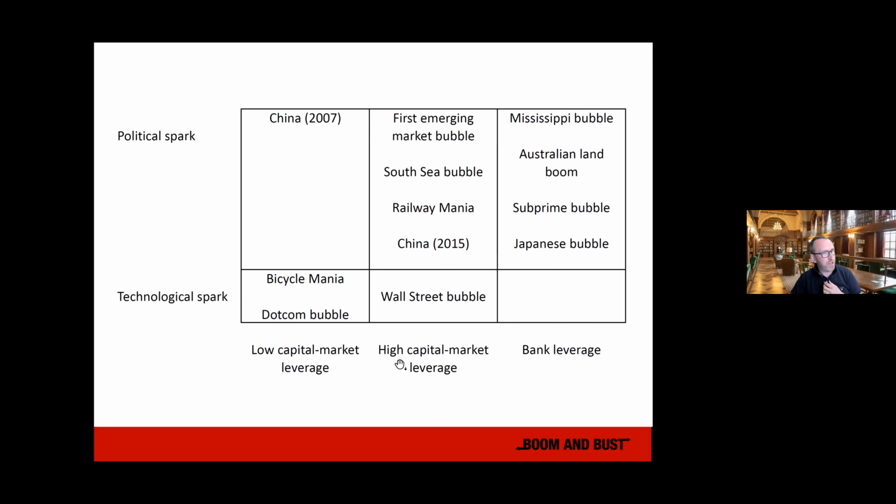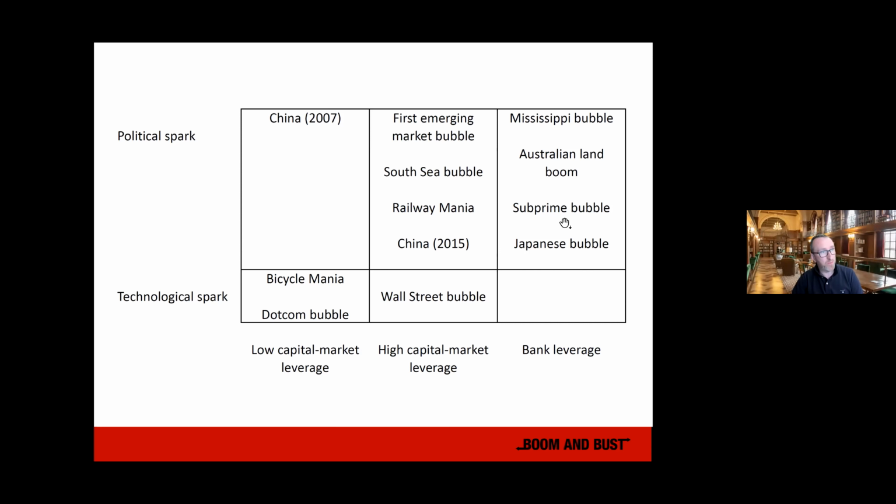We've got high capital market leverage, which is where there's margin lending so that people can buy shares, or in some of the earlier bubbles, there was almost a deposit system where you could pay a small deposit to buy a share, and then you could face further calls down the line. So again, that's a type of leverage. Or you can have low capital market leverage where people aren't really borrowing to buy these shares. And what we find is that when you combine a political spark with high bank leverage, these bubbles were all catastrophic. They all had detrimental consequences for their economies.